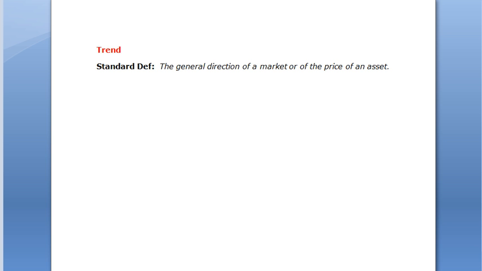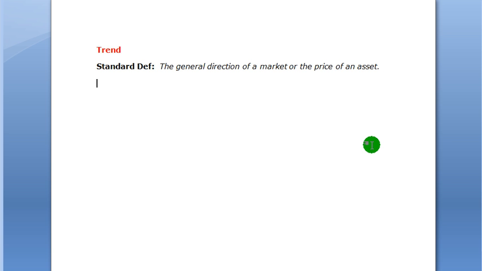So let's just grab the standard definition of what we hear about trend: the general direction of a market, of the price of an asset. General direction of a market or the price of an asset. That works better, right? What does that mean? Wow, that's pretty broad, vague. It's kind of meaningless. The general direction of a market or the price of an asset.